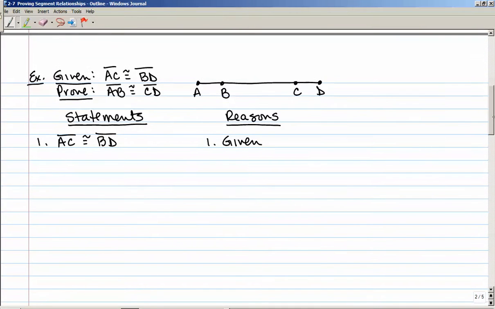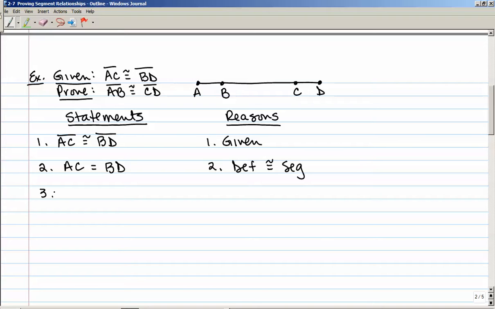But here, since we're using a congruent sign, I have a line over the top, so I'm saying the two segments are congruent to each other. So I need to get rid of that line over the top. So if segment AC is congruent to segment BD, then the length of AC is equal to the length of BD by the definition of congruent segments. Definition of congruent segments says I can go from a congruent sign to an equal sign, or from an equal sign to a congruent sign.